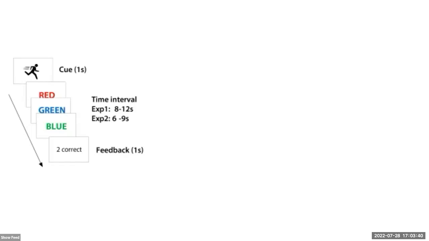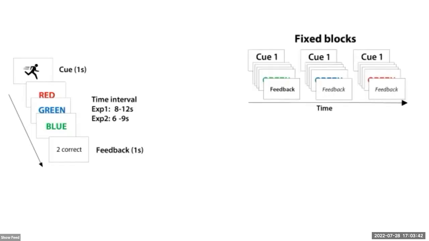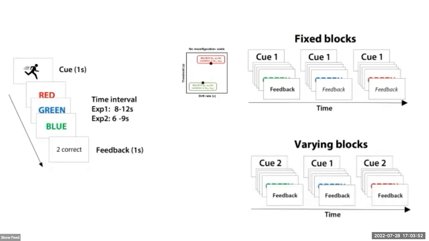So the crucial manipulation here is that we have some blocks which are fixed. You always have one condition that you're performing. For example, you're always focused on speed. And this would be the situation with no reconfiguration costs. Then you have varying blocks in which you need to be moving in this space, so switching between, for example, speed and accuracy conditions. Those would be the varying blocks in which the optimal solutions would, according to our model, be pulled closer together.